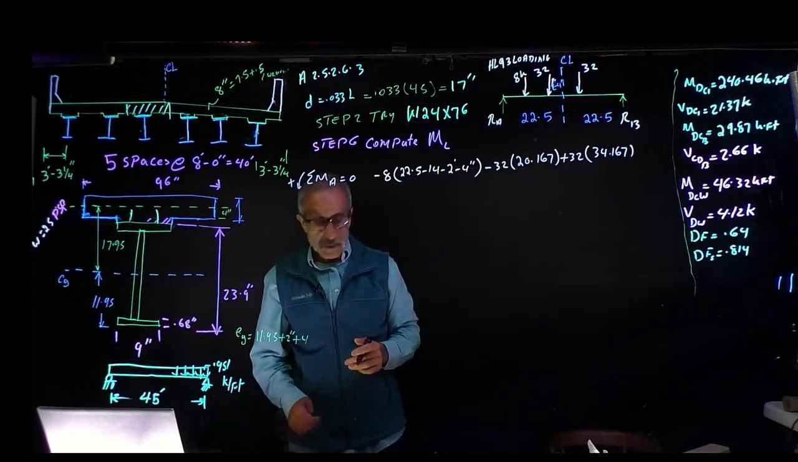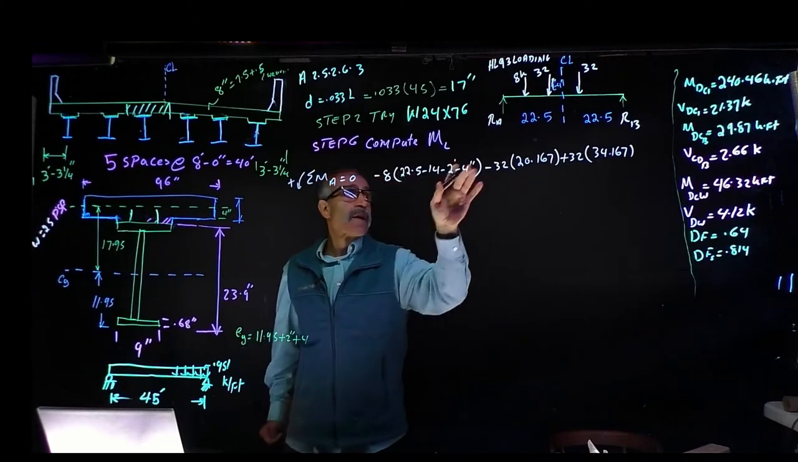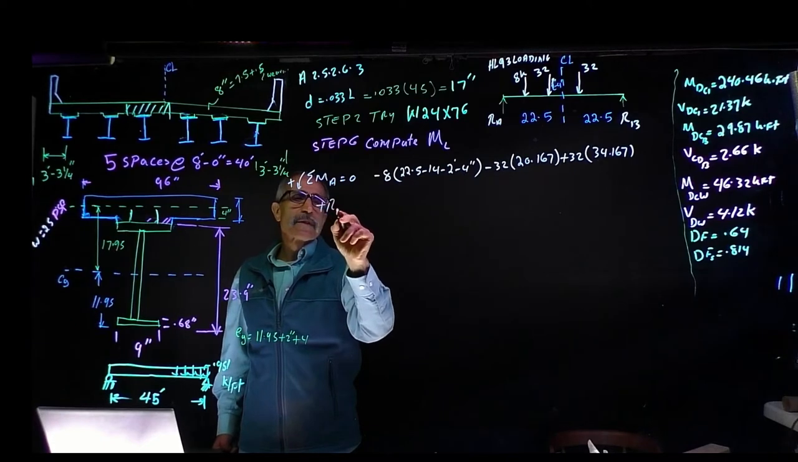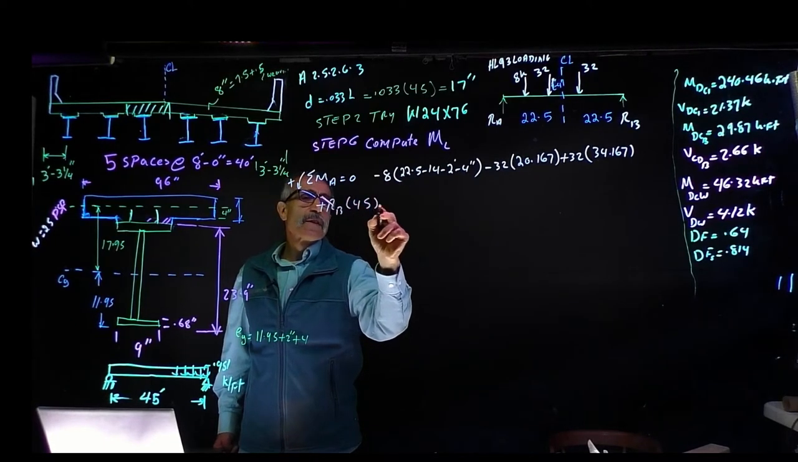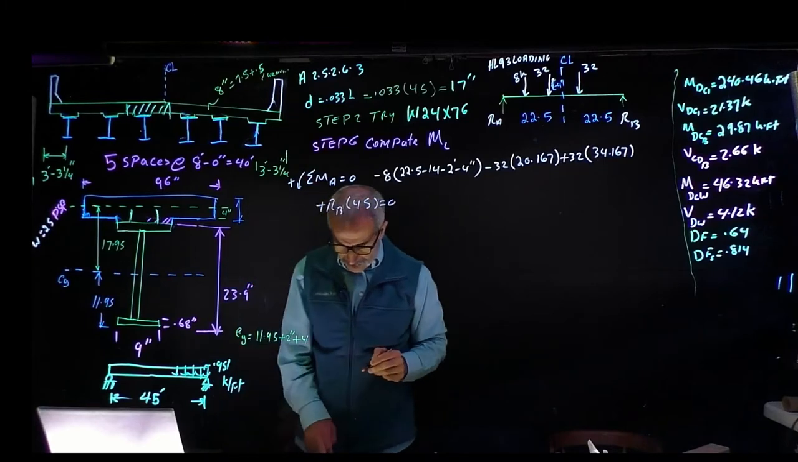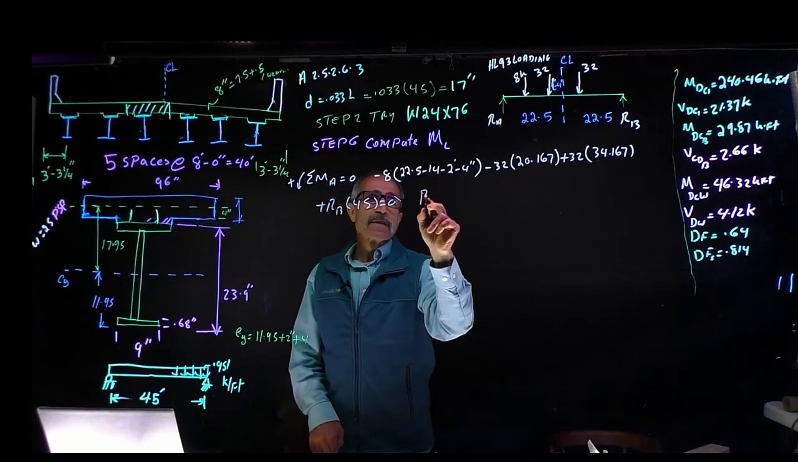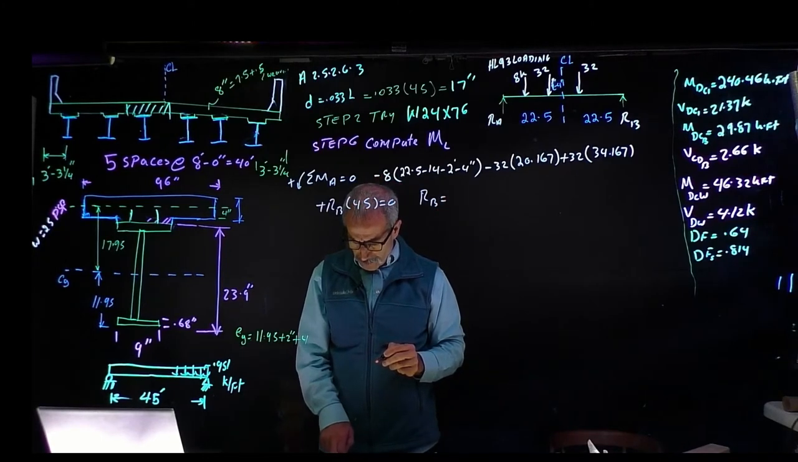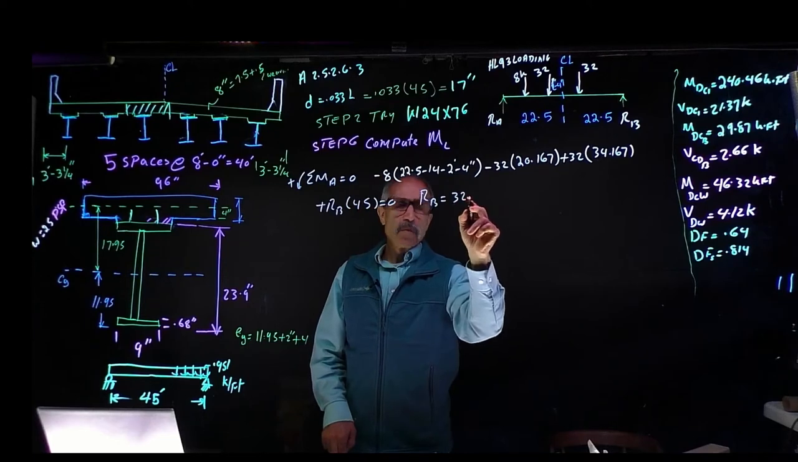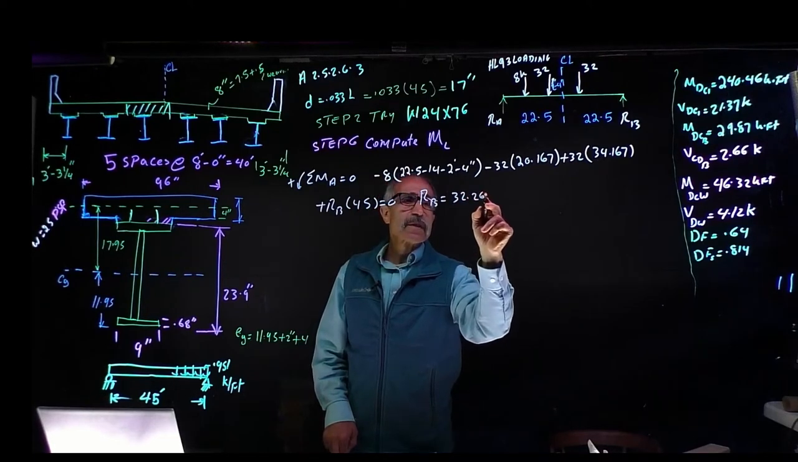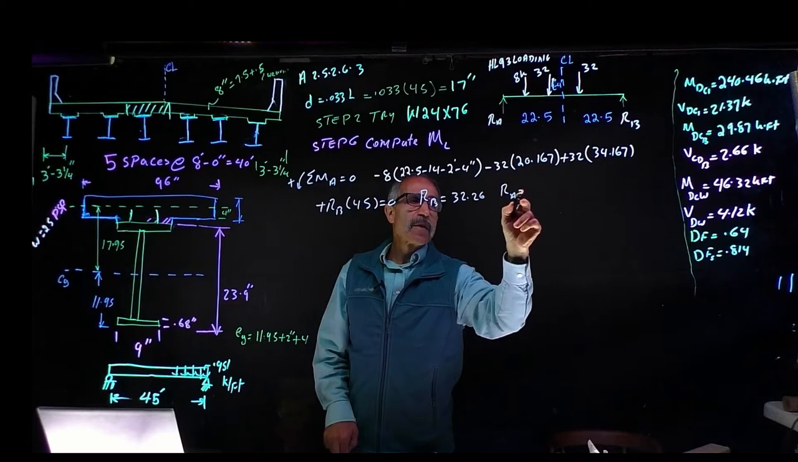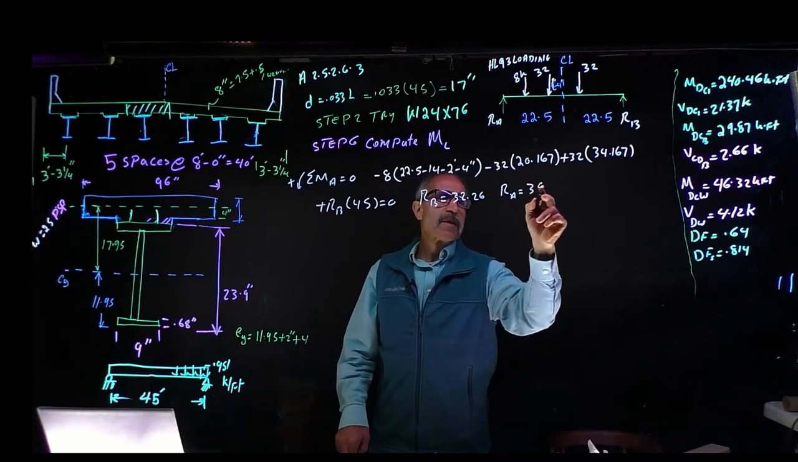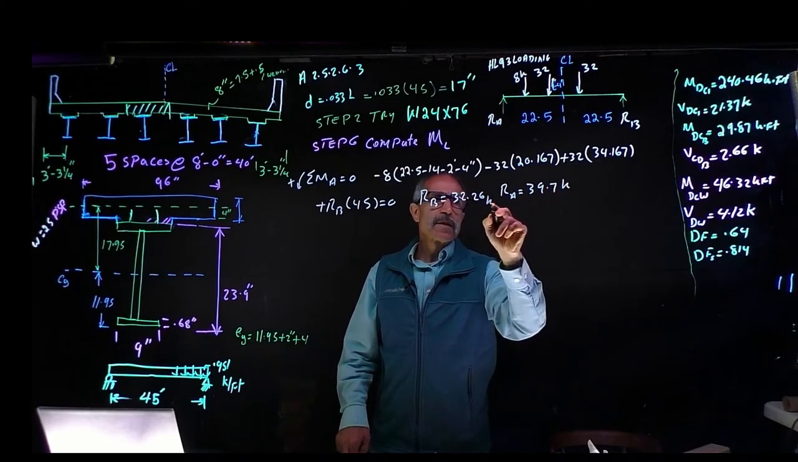And therefore, plus RB times 45 feet equals zero. And from there, we can find out RB comes out to 32.26, and RA comes out to 39.7 kip.